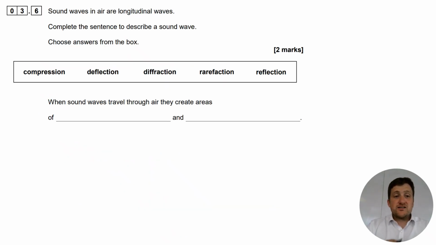Okay, complete the sentence. Again, choose the answers from the box. It doesn't say you use them twice, which means you're not going to. It's only 2 marks, so it's just fill in the blanks. When sound waves travel through the air, they create areas of.